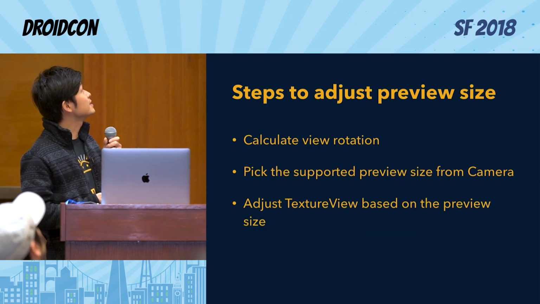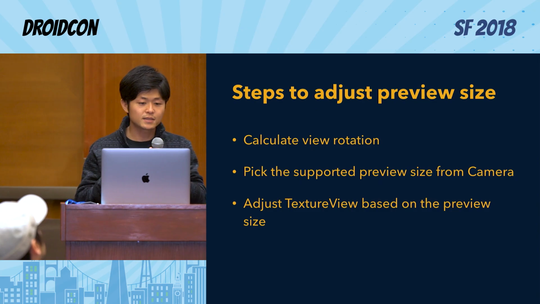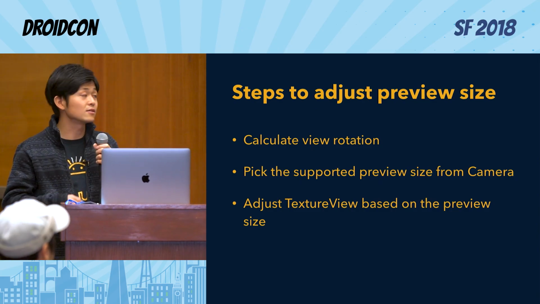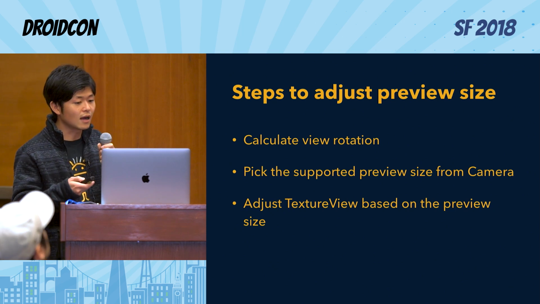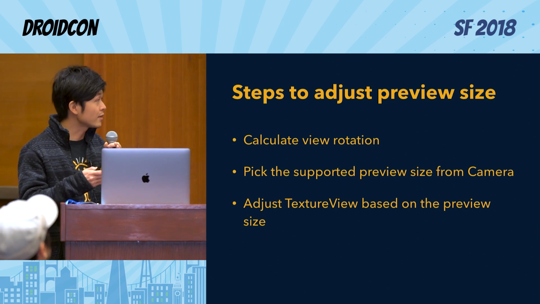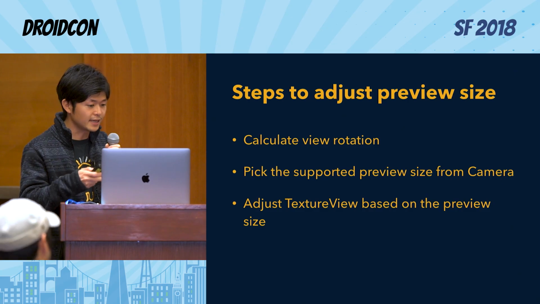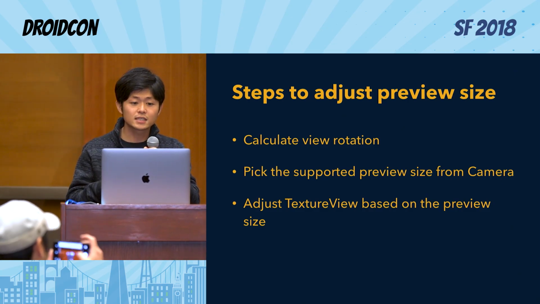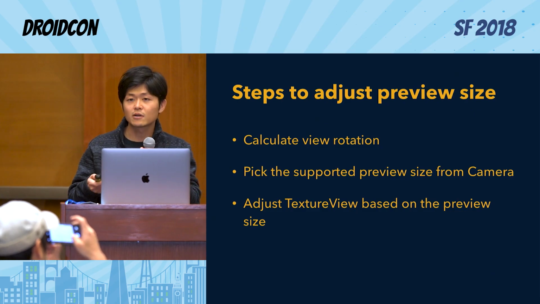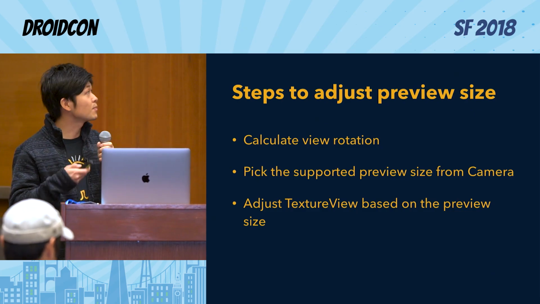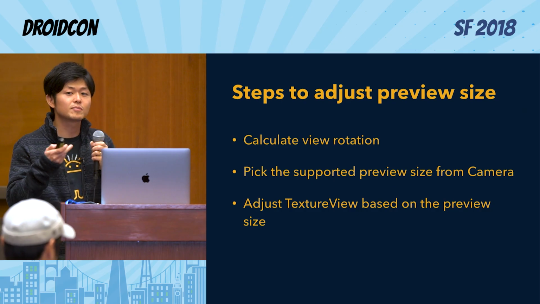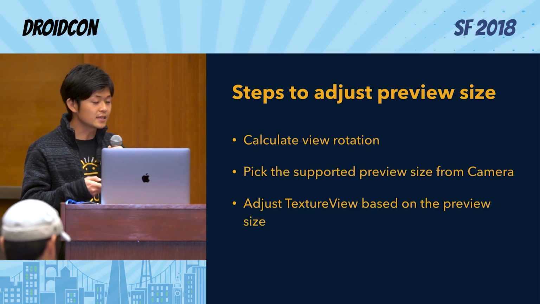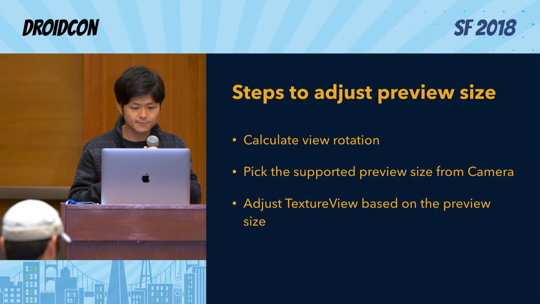To adjust the preview size, there are 3 steps that you have to follow. First is to calculate the view rotation, because the image sensor sometimes has a different rotation degree compared to the display size. The second one is to pick up the supported preview size from the camera, because the camera usually supports multiple preview sizes, and we need to pick up a good one from here. And then finally, we adjust the texture view to fit the preview size.